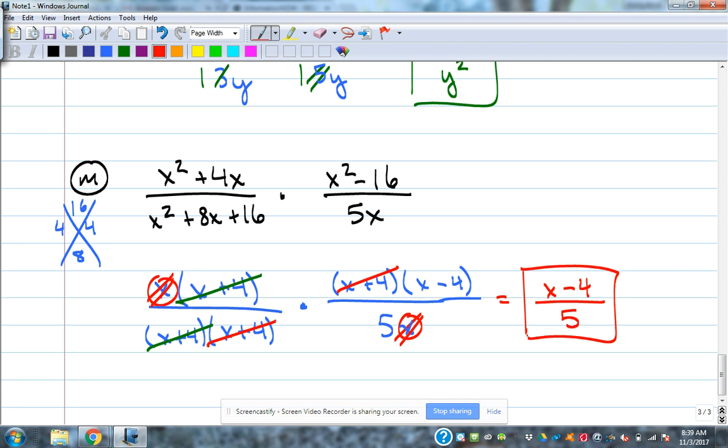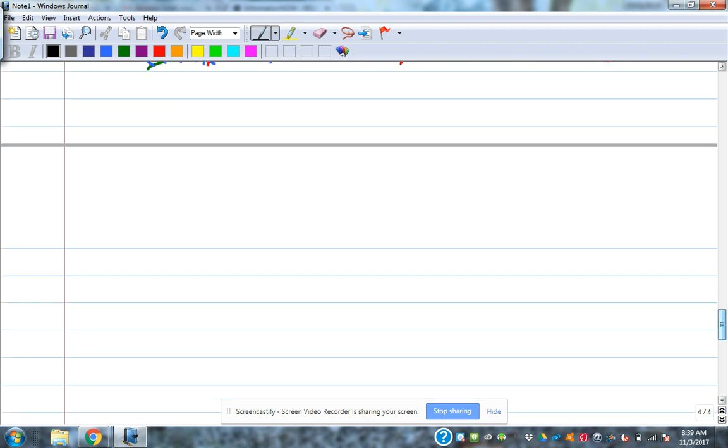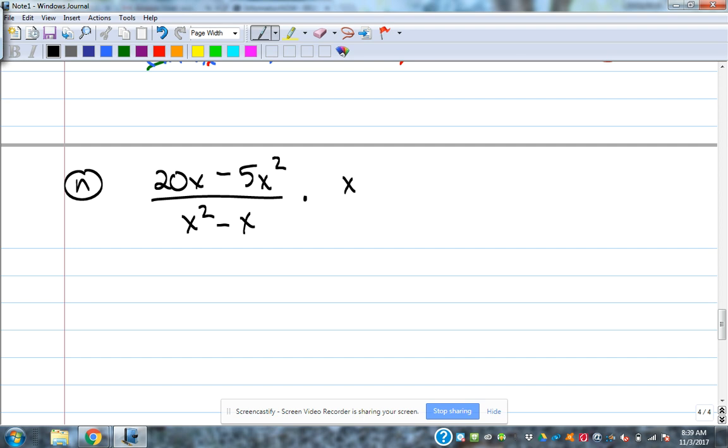So we took this pretty ugly math problem here and reduced it down to not too intimidating of a fraction. That's our idea today, to try to get down to the simpler things. Let's look at this one. N. 20x minus 5x squared over x squared minus x times x squared plus 3x minus 4 over, let's do that fun one again, x squared minus 16.